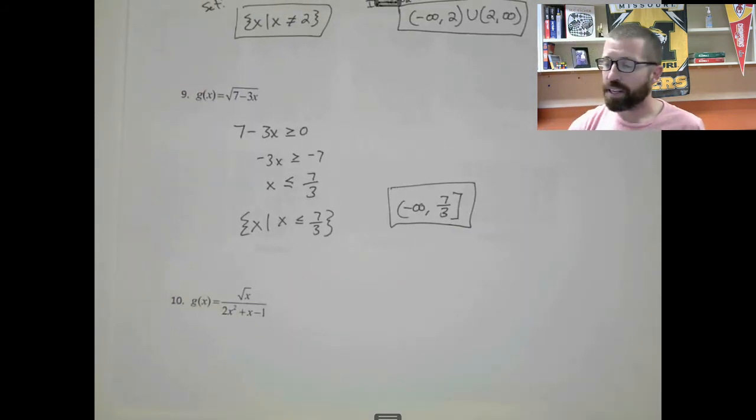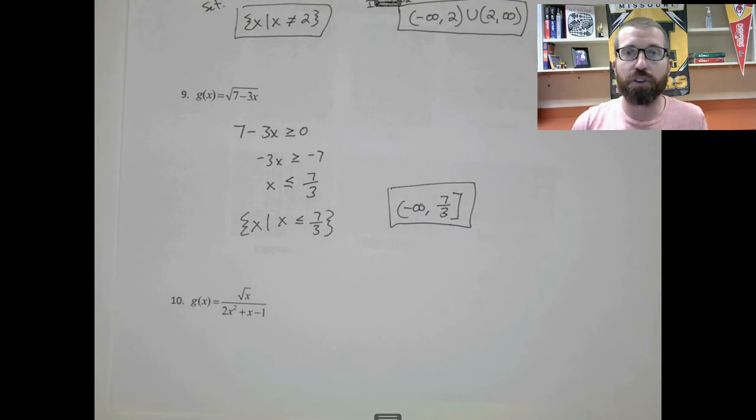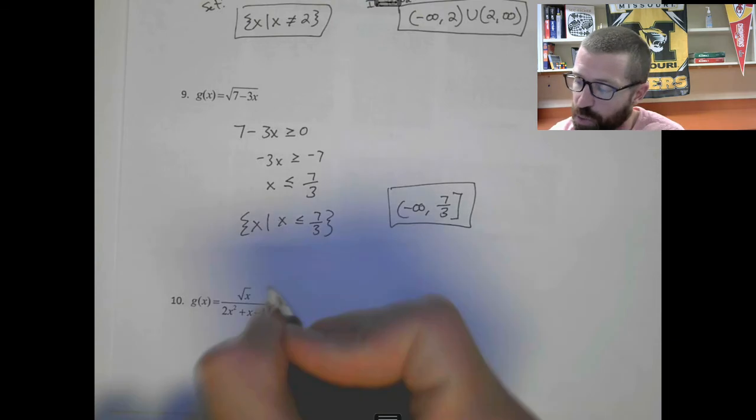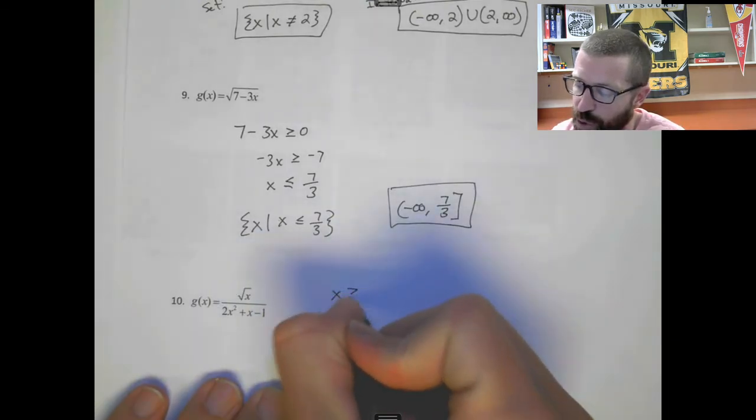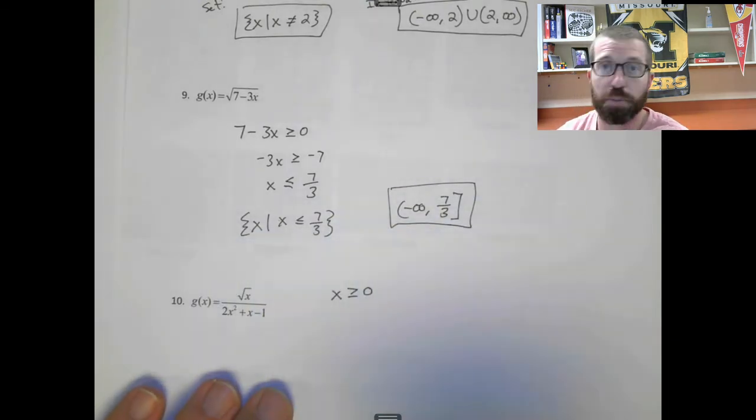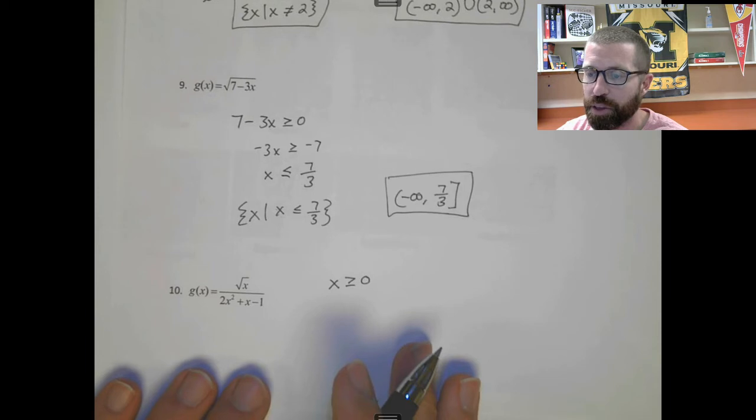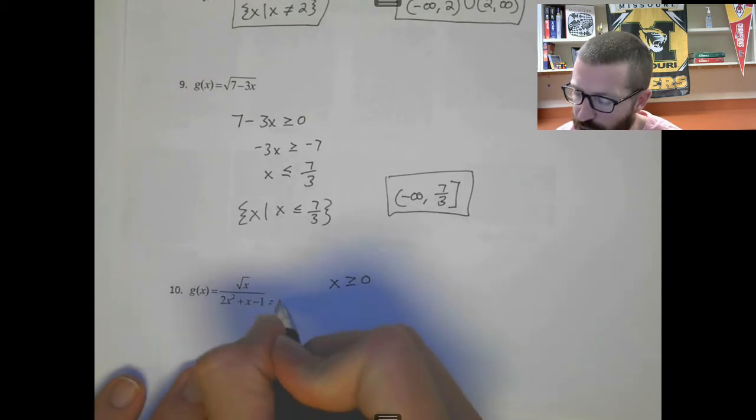Okay, number 10. Number 10 is a little confusing because there's 2 parts, right? There's a fraction and a radical. So one thing I want to say is I don't care about the top of the fraction at all. It doesn't matter that there's an x on top. What matters is there's a radical there. So because of the radical, I can set x is greater than or equal to 0. Okay, that's part of it. And then the bottom, I can set that equal to 0.